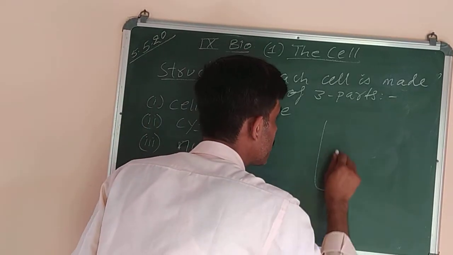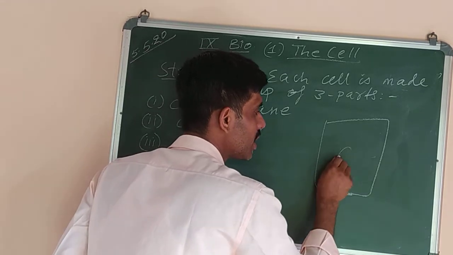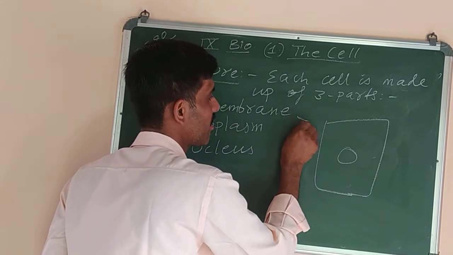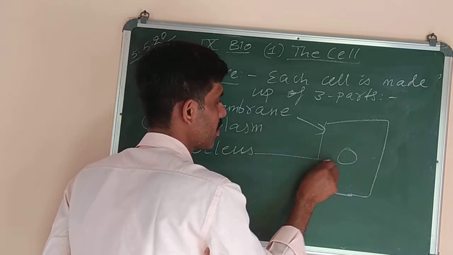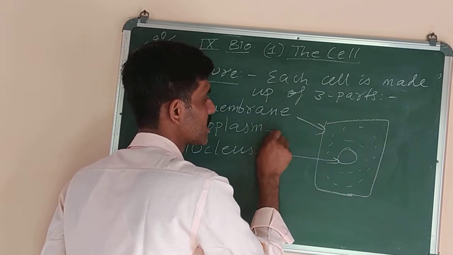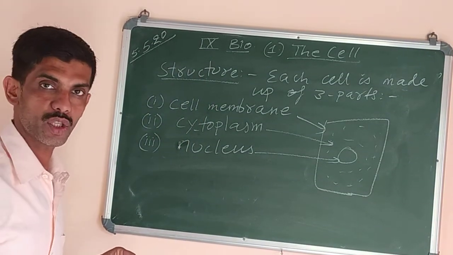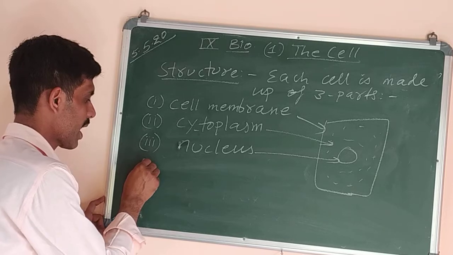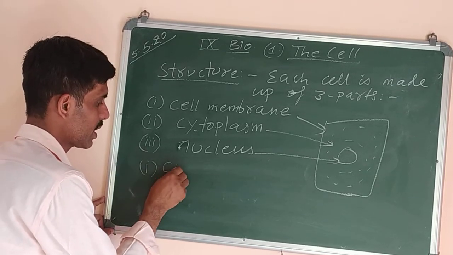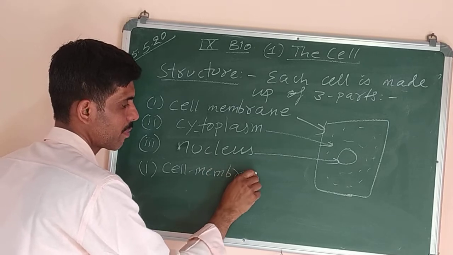So if I draw a simple diagram of a cell, animal cell suppose, this one is the nucleus, this one is the cell membrane, and the remaining part which is present is known as cytoplasm. Okay? So one by one we have to study each one of them and their structure as well as functions. So first one is cell membrane, or plasma membrane.